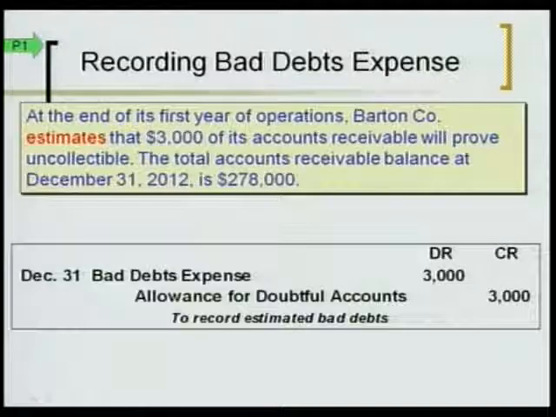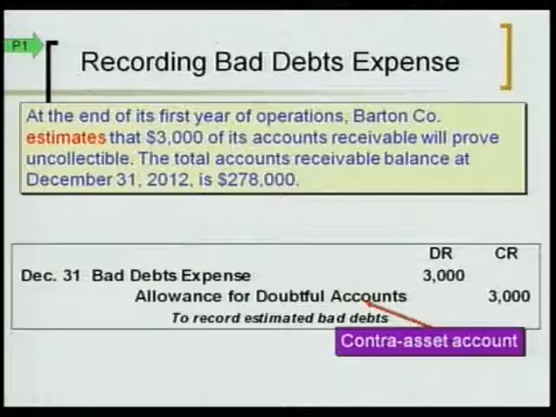Now, this is a new account. For those of you who did flashcards, I always say when we introduce a new account, you might want to add it to your flashcards, because I love on tests to ask what type of account it is. What type of account is this? Allowance for doubtful accounts is a contra asset account. Now, we have learned about contra asset accounts before, haven't we? Which one did we learn about that was a contra asset?